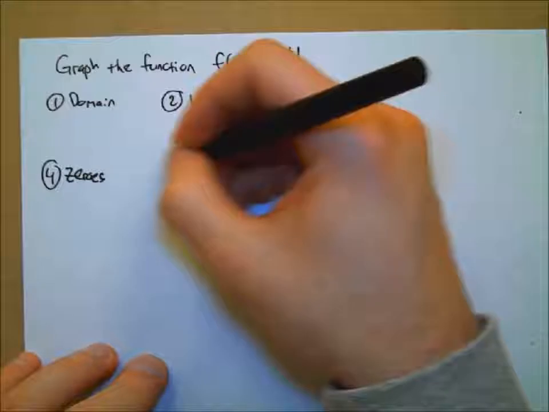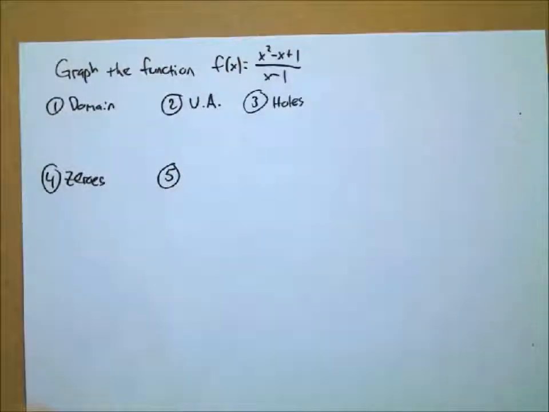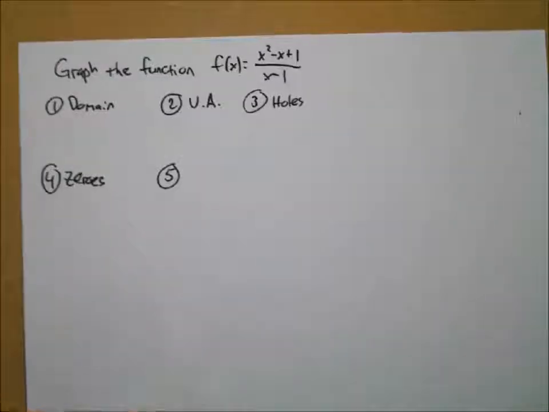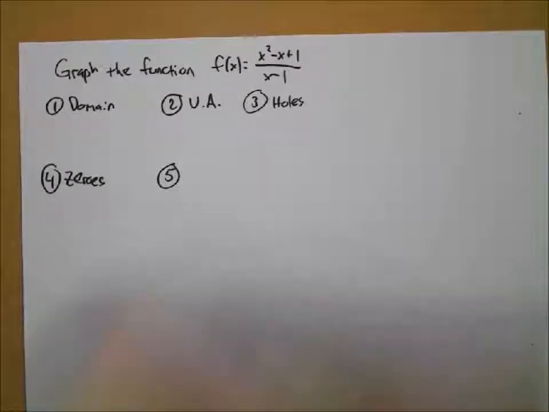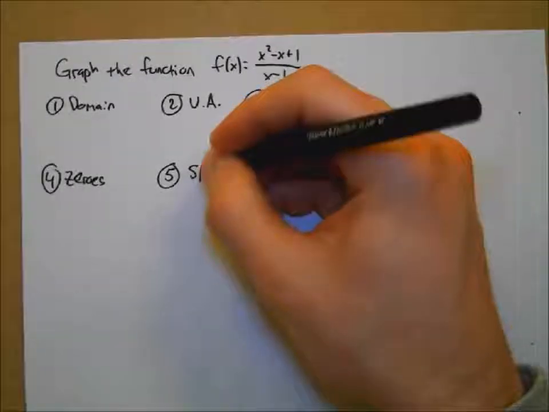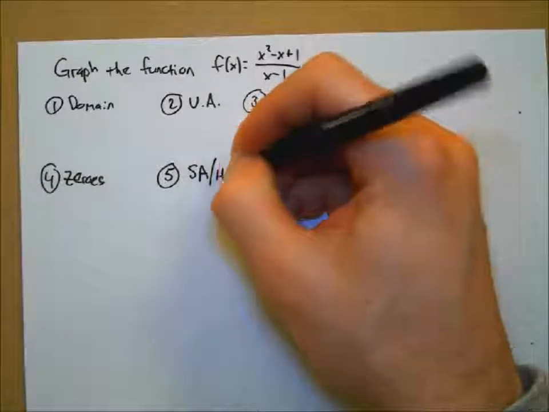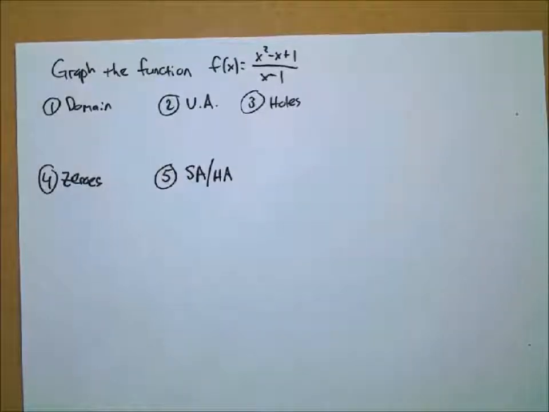And then for number 5, here's an interesting point. Are we going to have a slant asymptote in this problem? Yes, and we know that because the degree on the top is 1 greater than the degree of the bottom. Now normally on step 5, I'm asking you to find horizontal asymptotes too. Are we going to have a horizontal asymptote in this case? Why not?